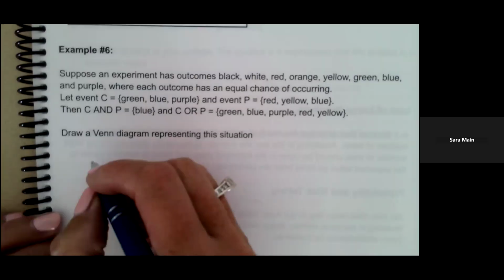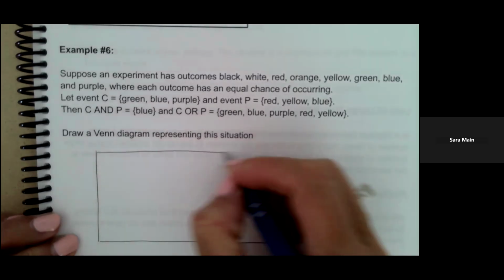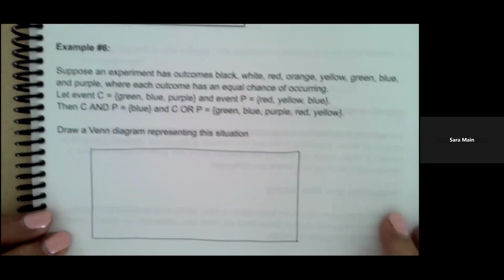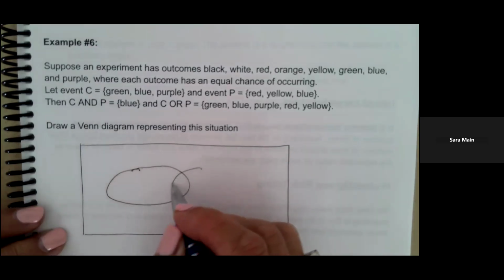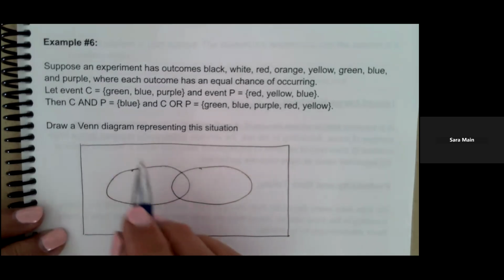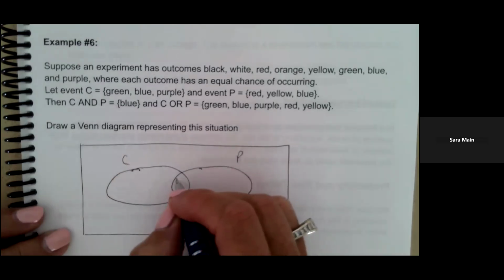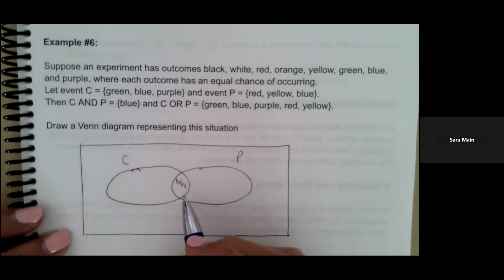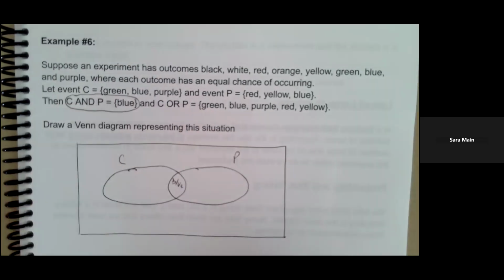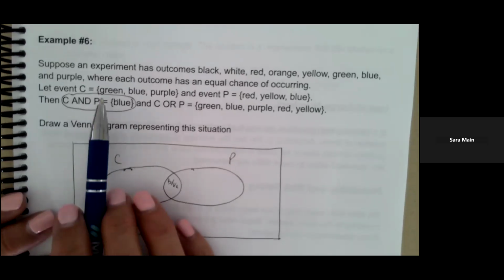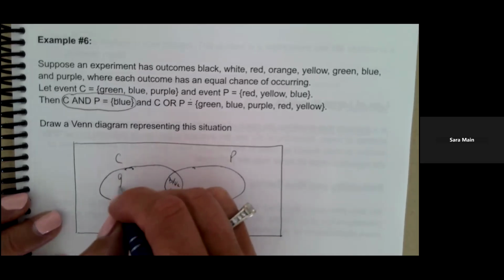Okay, so I'm going to draw a big rectangle. And then I'm going to draw 2 ovals, and I'm going to overlap them because I do know there is an overlap. We said blue overlaps, so we've got C and P, and blue is in both. That's what it tells us right there. So I'm going to circle that. So we use that information. And we know that in C, we've got green, blue, and purple. I've already written down purple, so we're just going to write green and blue are in C and only C.